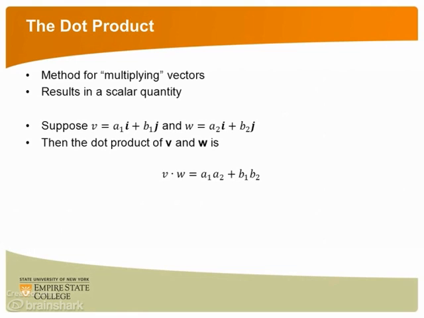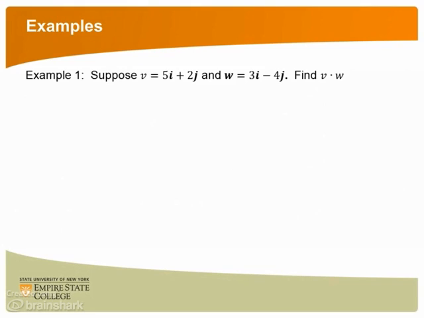Suppose we have two vectors, v and w, written as position vectors. To find the dot product, we multiply the x direction components and add that to the product of the y direction components. Let's look at some examples. Suppose we have the two vectors v and w, where v equals 5i plus 2j and w equals 3i minus 4j. What would be the dot product of vectors v and w?